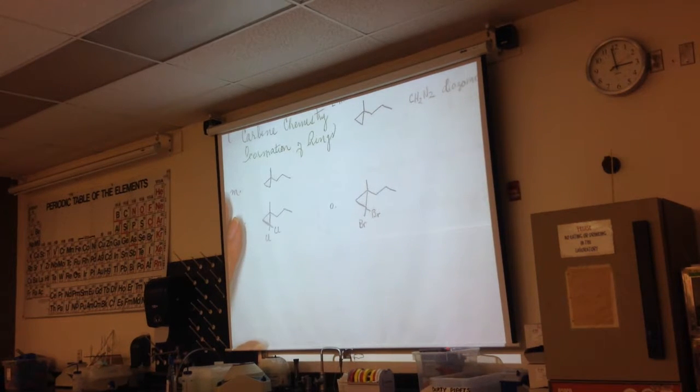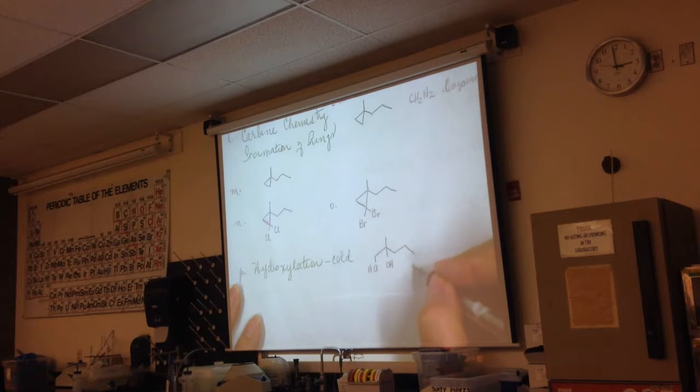Okay, and then letter P is the hydroxylation, cold. So this is your hydroxylation, cold. Again, you're doing the diol. So you're doing the diol with cold, and that's what you're going to have there. The two OHs coming from the same side, plus the enantiomer, yes, plus the enantiomer again on that one. The one to the bottom and to the top. Plus your enantiomer.